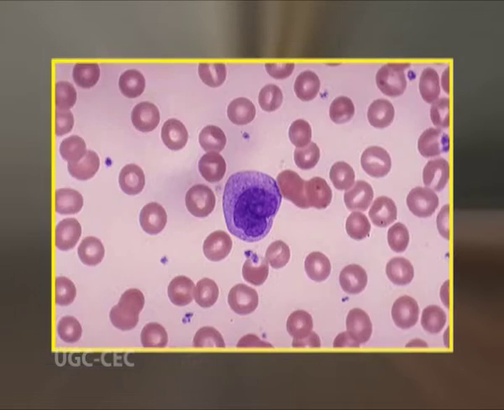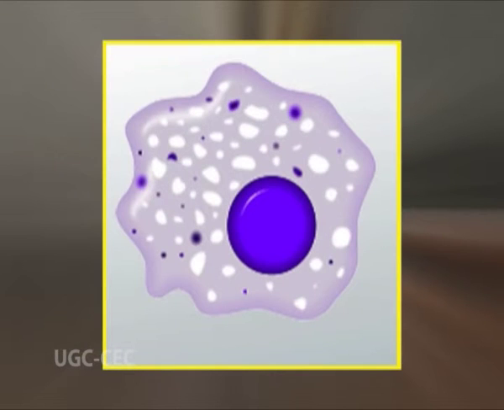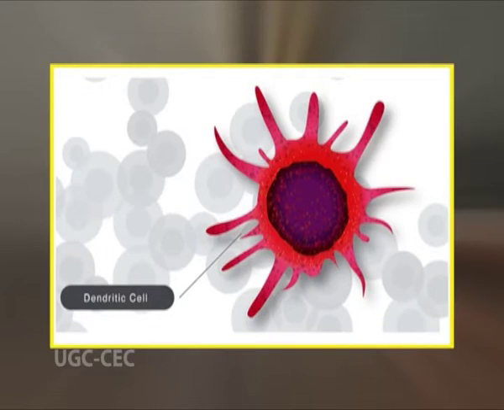Let's now discuss monocytes. Monocytes are the largest type of leukocytes and can differentiate into macrophages, and they can acquire some features of dendritic cells. As a part of the vertebrate innate immune system, monocytes also influence the process of adaptive immunity.